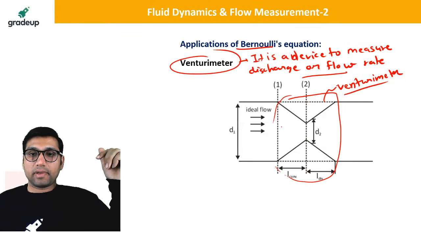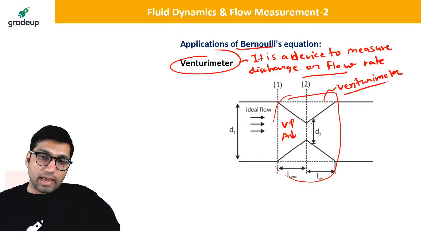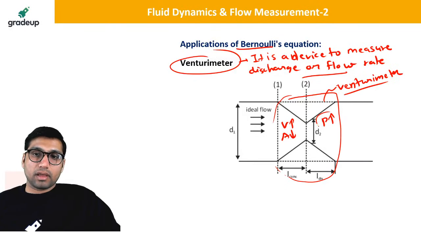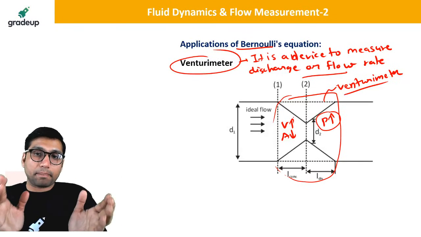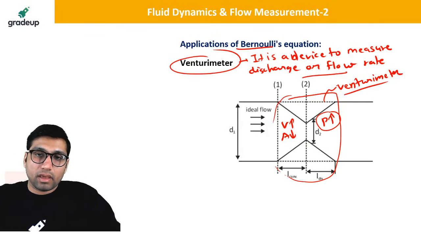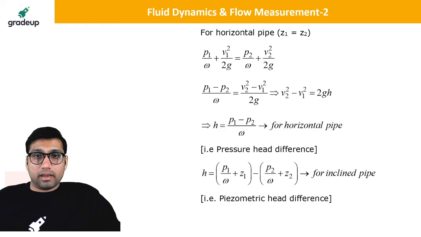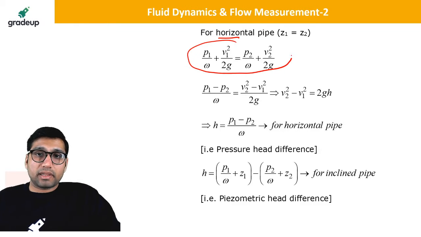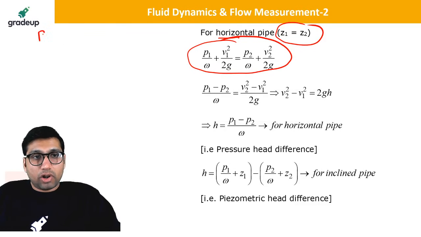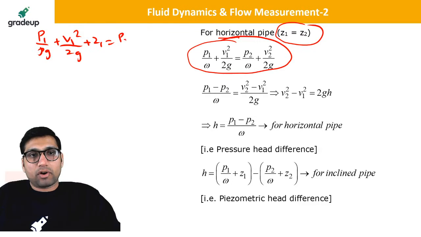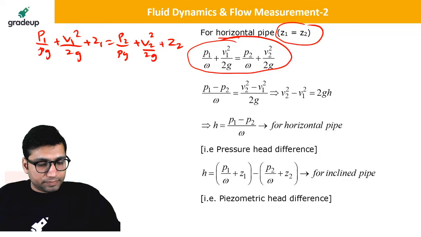This is a converging section in which the velocity will increase and area will decrease. As the area decreases, the velocity will increase, and in this diverging section, the pressure will increase. So this Venturi meter is basically made of this converging and diverging section, which is fitted inside the pipe. The main purpose is to measure the discharge. In the Venturi meter for a horizontal pipe, the potential head will be constant. In that condition, the Bernoulli equation reduces to P1 by rho g plus V1 square by 2g plus Z1 is equal to P2 by rho g plus V2 square by 2g plus Z2.